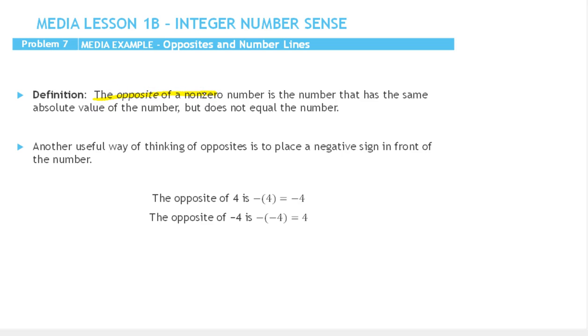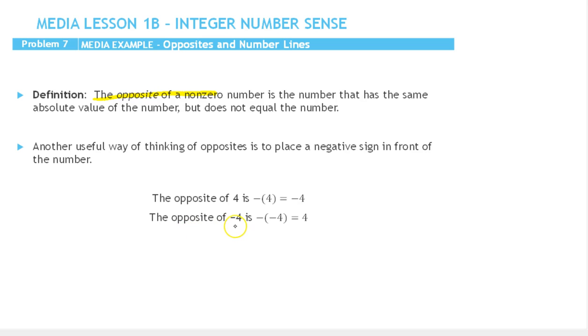The opposite of a non-zero number is a number that has the same absolute value of the number but does not equal the number. So another useful way of thinking about this is when you take the opposite of a number, you could think of putting a negative sign in front, and we can refer to this in this case as the opposite of 4. And if you simplify this, so we're thinking of it as an opposite because we put parentheses in it. If you think about it, the opposite of 4, so that's a number that has the same absolute value of the number but is not equal. Well, negative 4 has the same absolute value of 4 but isn't equal to it, so these are opposites.